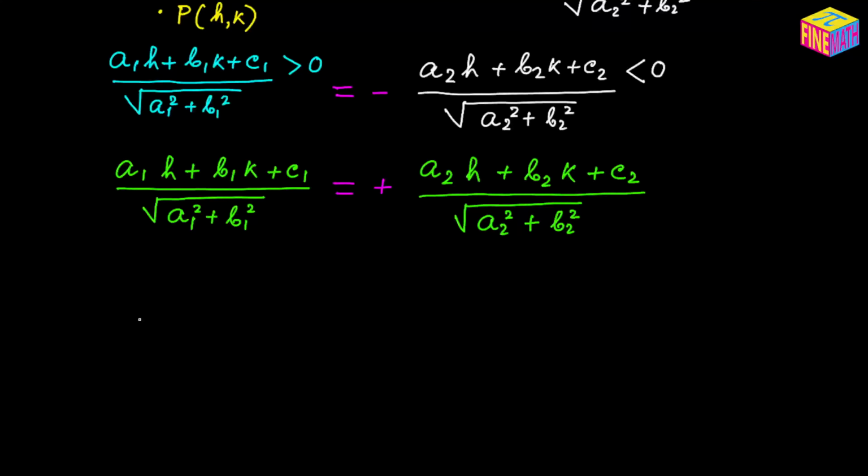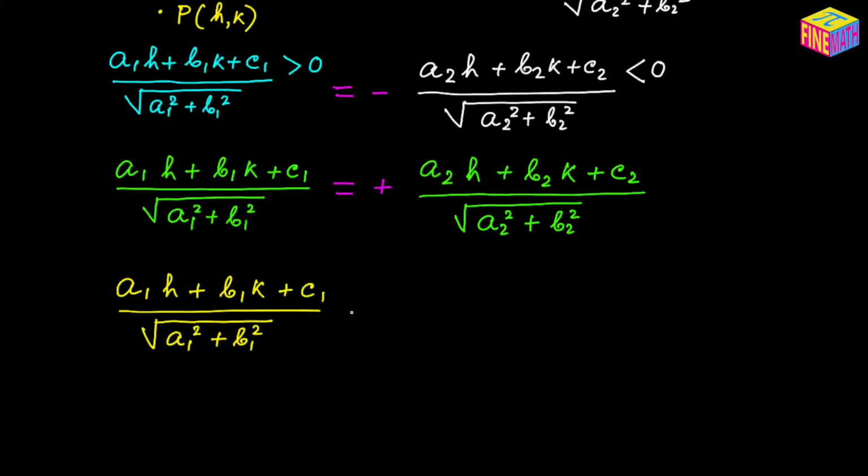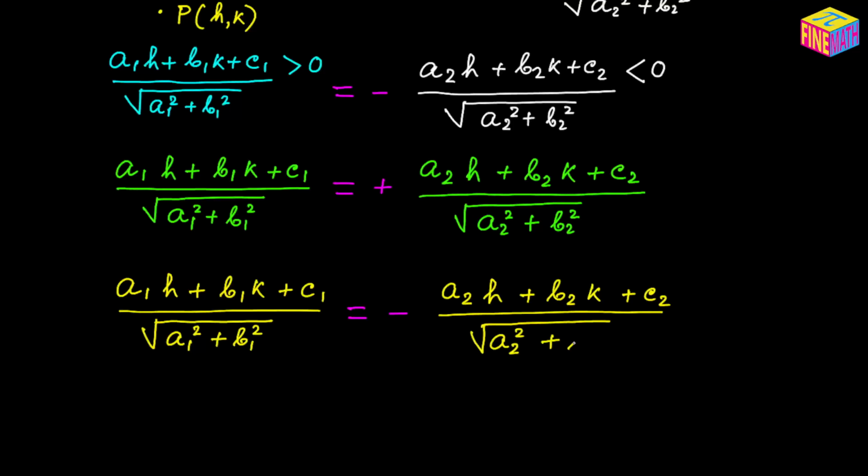It will be with the negative sign of course, so we can write it as a sub 1 times h plus b sub 1 times k plus c sub 1 over square root of a sub 1 squared plus b sub 1 squared, and then we can write it as negative of a similar looking quantity: a sub 2 times h plus b sub 2 times k plus c sub 2 over square root of a sub 2 squared plus b sub 2 squared. So those are our two desired equations.